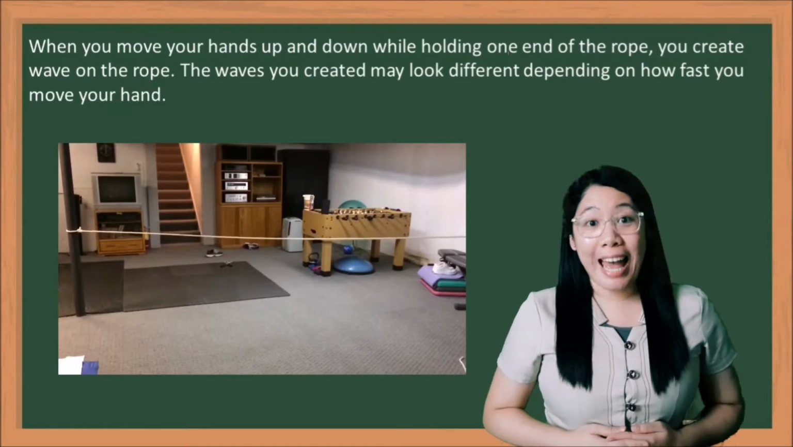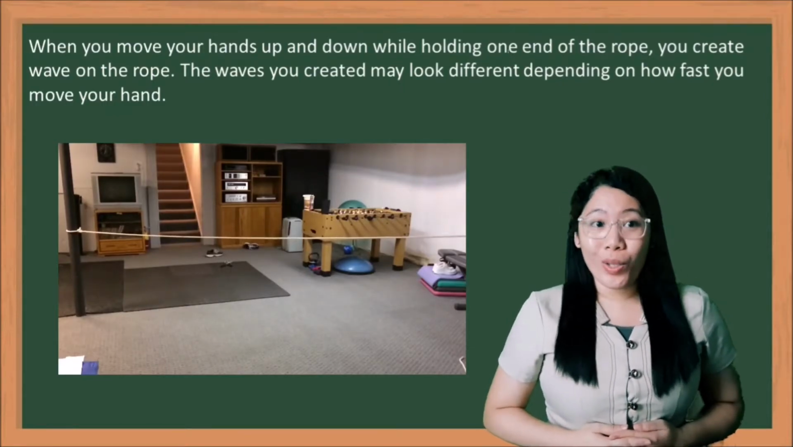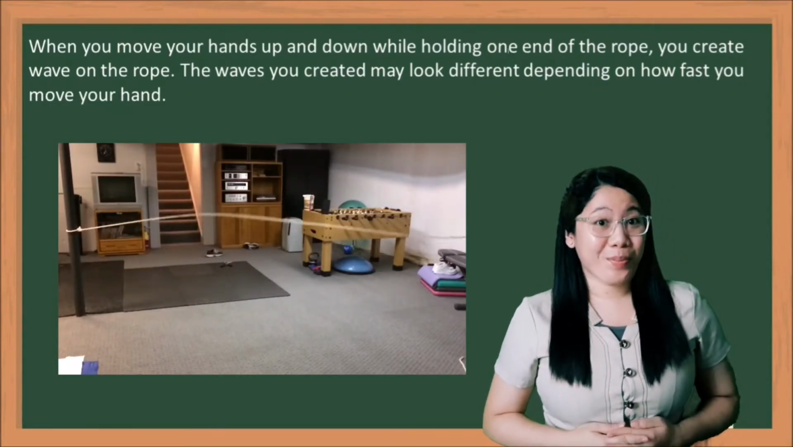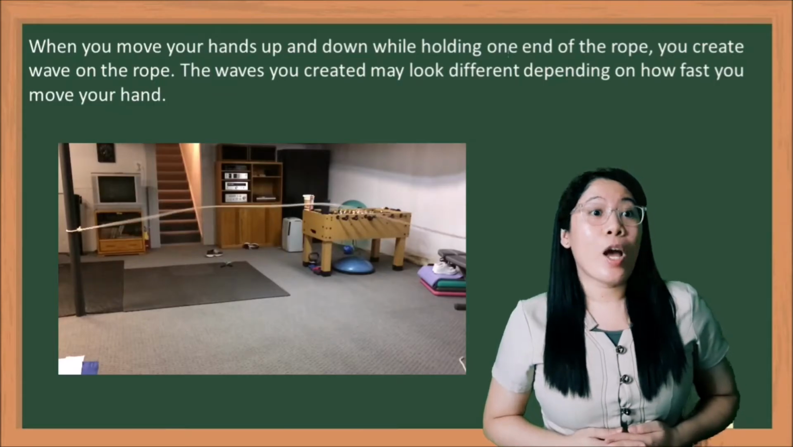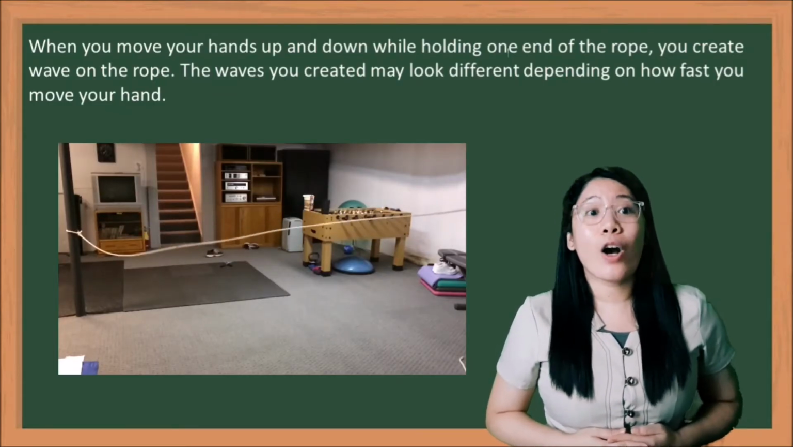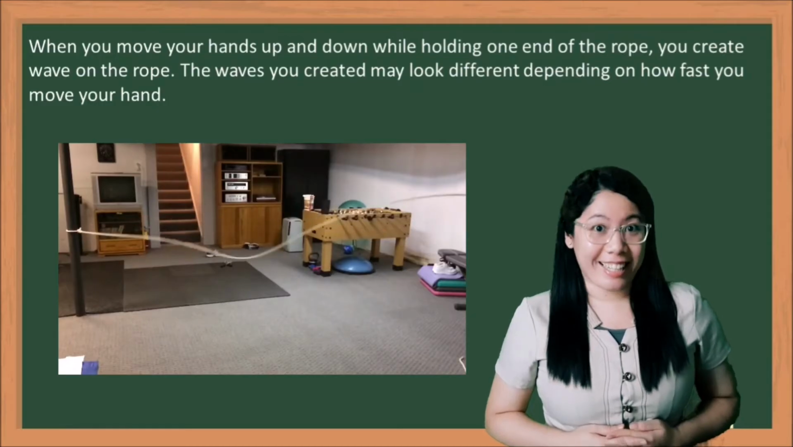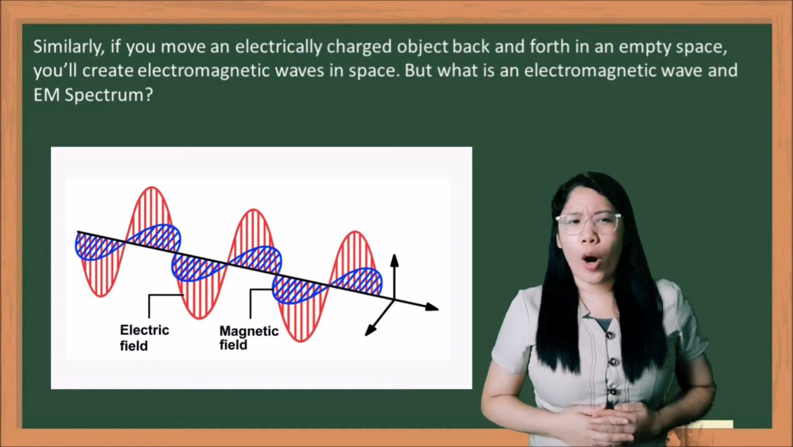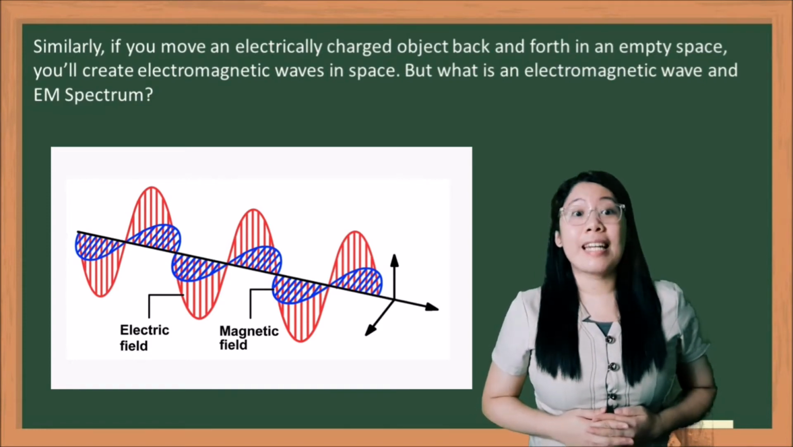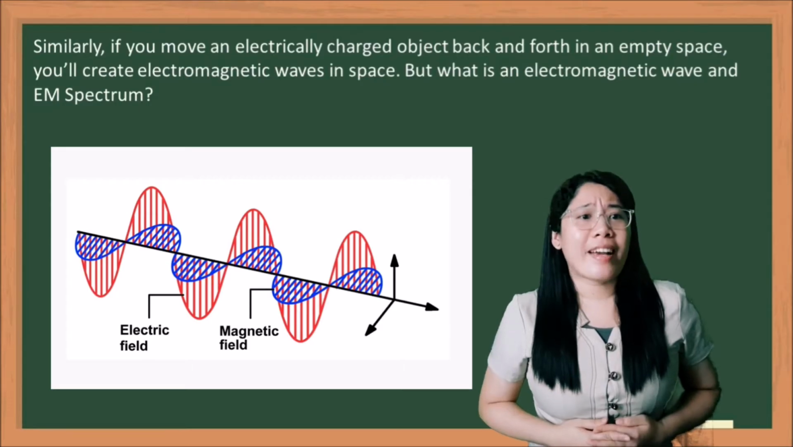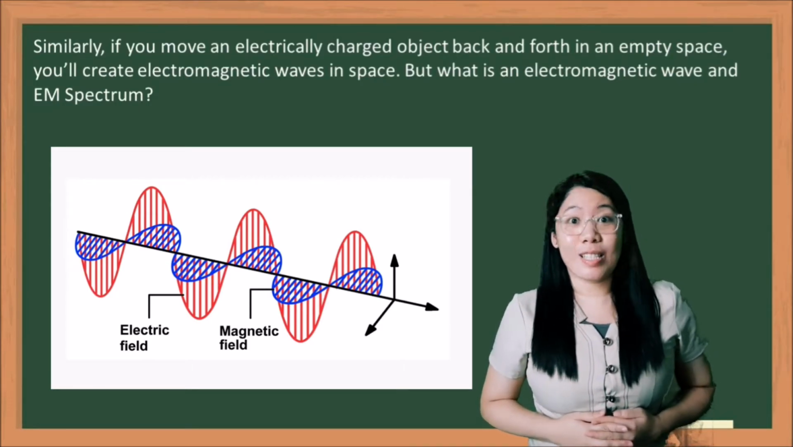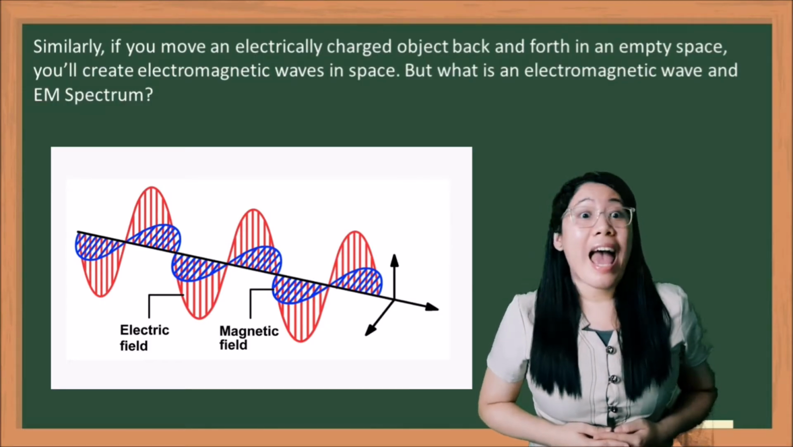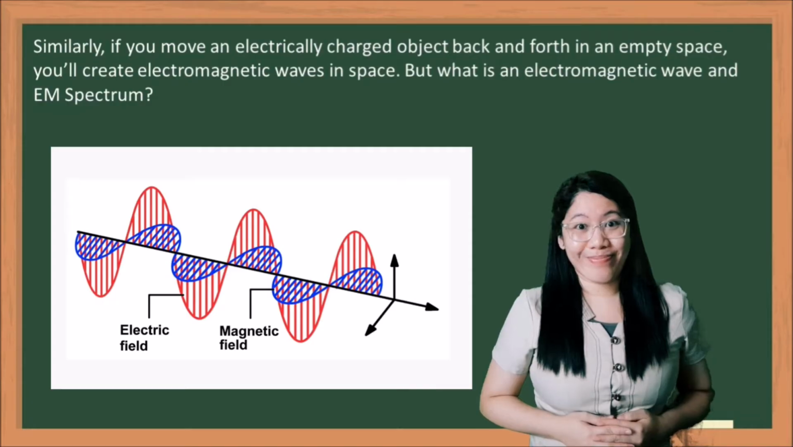When you move your hands up and down while holding one end of the rope, you create waves in the rope. The waves you created may look different depending on how fast you move your hand. Similarly, if you move an electrically charged object back and forth in an empty space, you'll create electromagnetic waves in space. But what is an electromagnetic wave and an EM spectrum?